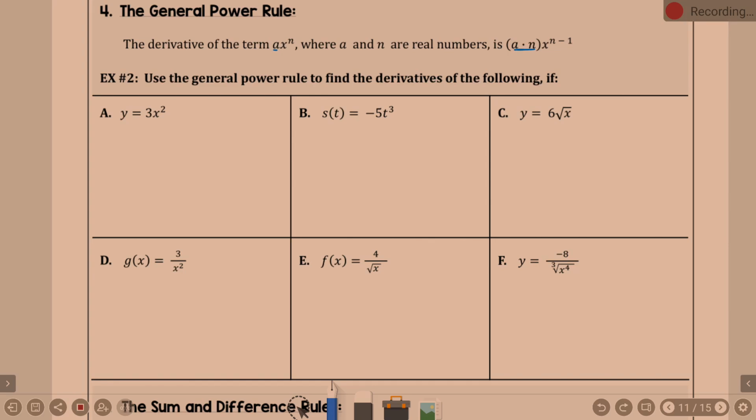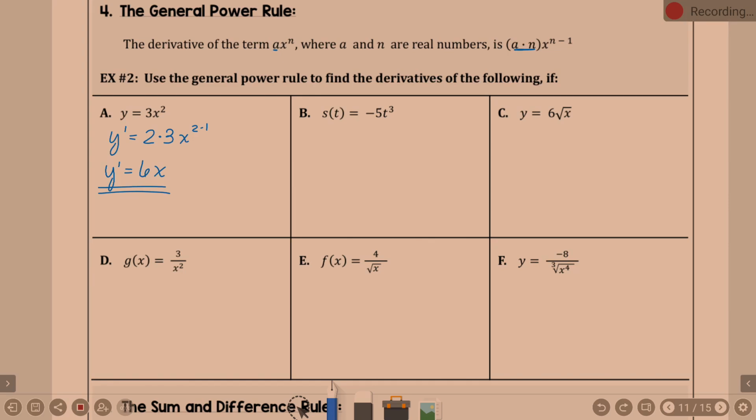So y equals 3x squared. To me, this isn't any different than what we've been doing. What happens? The 2 is going to come out front. And when I think of this, I usually think 2 times 3, x to the 2 minus 1, which is just going to be 1. So y prime equals 6x. Are you guys with me? So don't let that number out front bother you. It's not going to hurt. It is what it is.